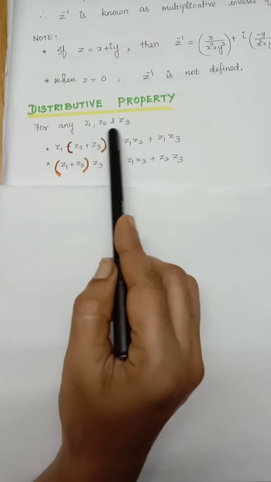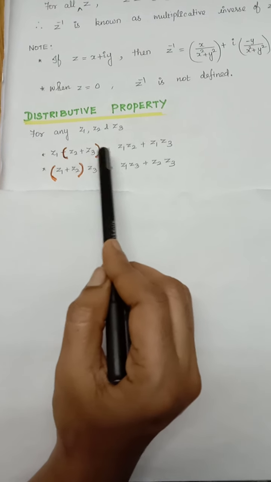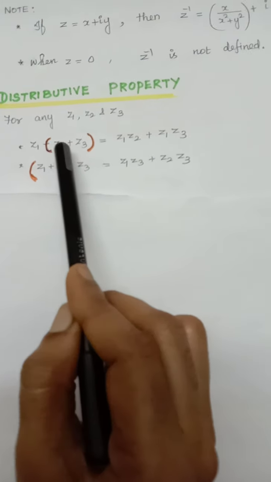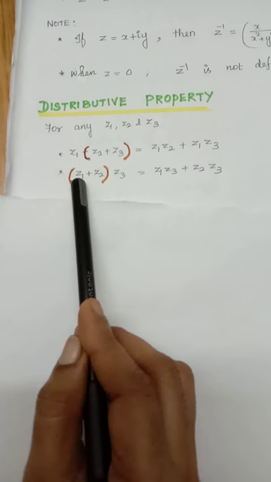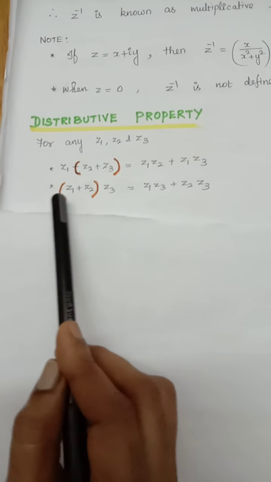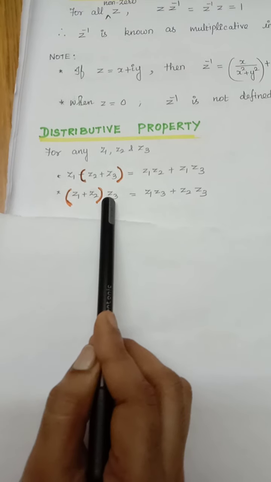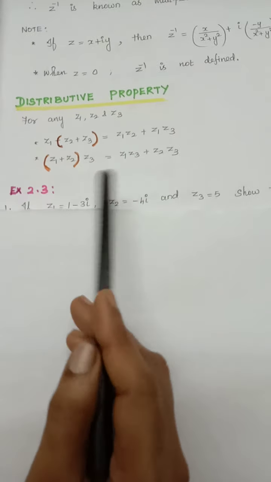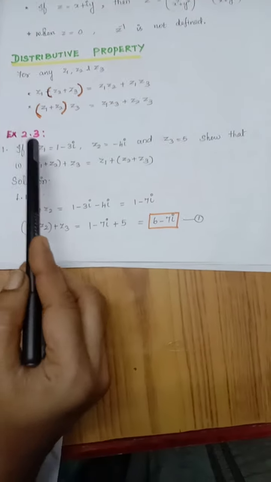The next property is the distributive property. For any three complex numbers, z1 into z2 plus z3 can be written as z1 z2 plus z1 z3. In the same way, z1 plus z2 into z3 can be written as z1 z3 plus z2 z3. This is the distributive property. Now we'll see the problems in exercise 2.3.